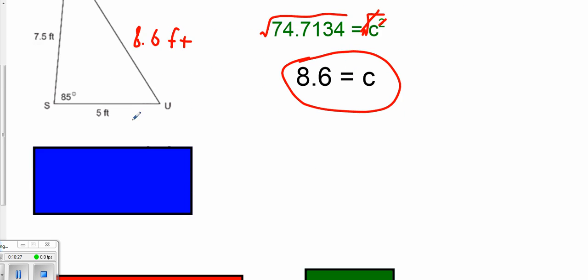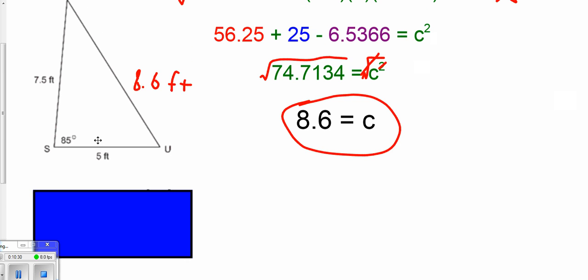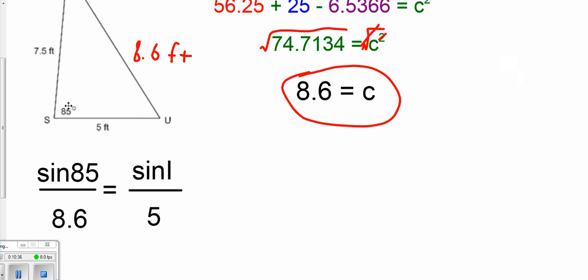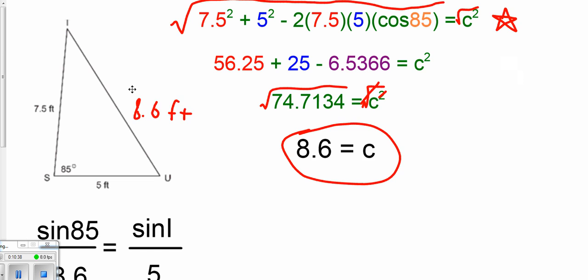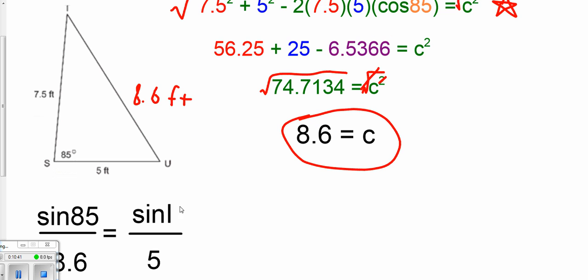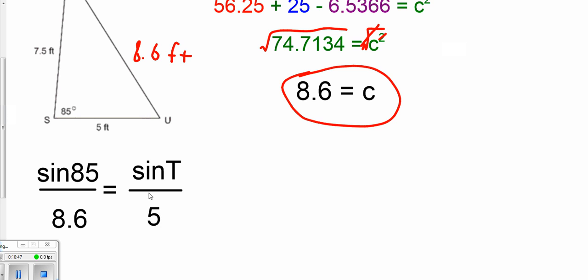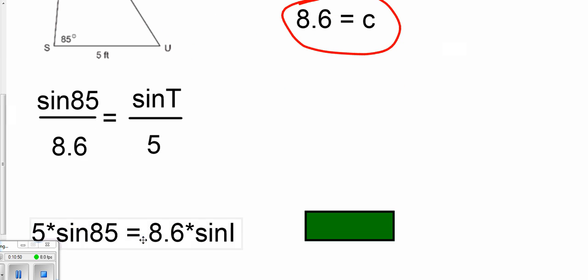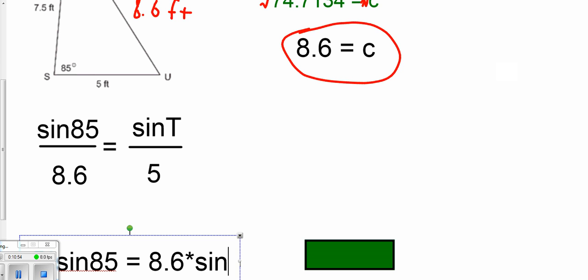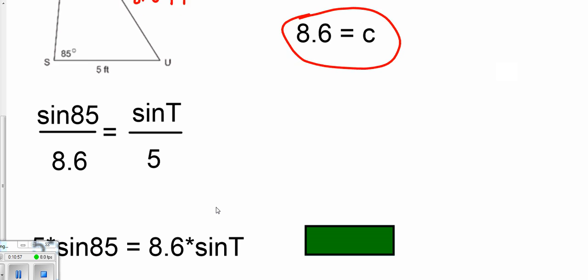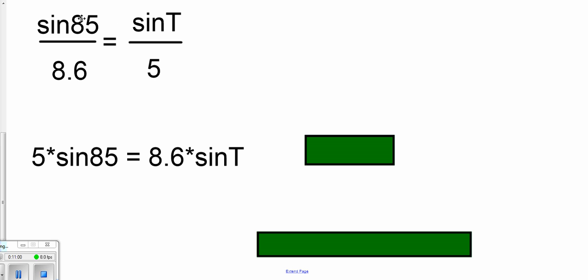Now that we know our missing side, we can go back and just use our law of sines. 85 matches with this one. So we would use sine of 85 over 8.6. Sine of t, that would be t, matches with 5. So cross multiplying, 5 times the sine of 85 equals 8.6 times the sine of t. Getting all of that alone, we divide by 8.6 on both sides.